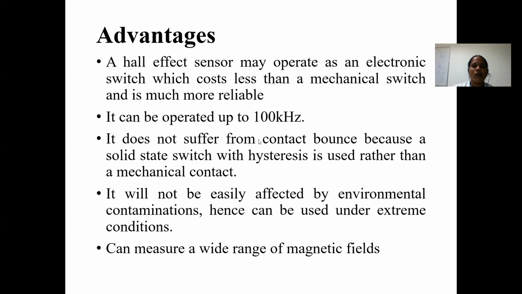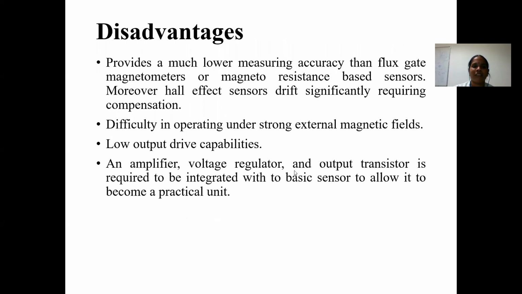So the advantages are: it can be operated as an electronic switch, cost is less, and it is more reliable. Up to 100 kilohertz it can be operated. It does not suffer from contact bounce or hysteresis losses, and is also not easily affected by environmental contaminations like heat, etc. It can measure a wide range of magnetic fields.